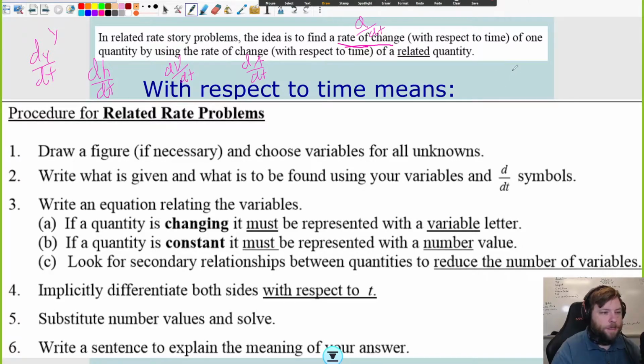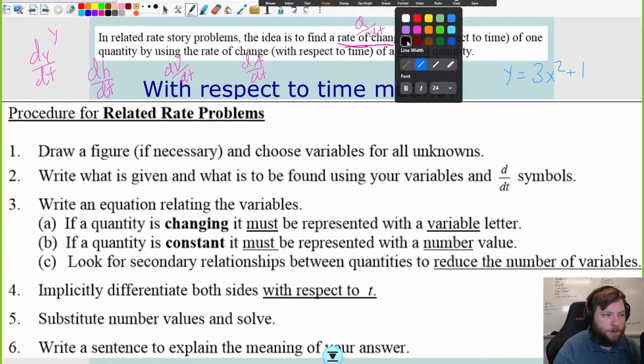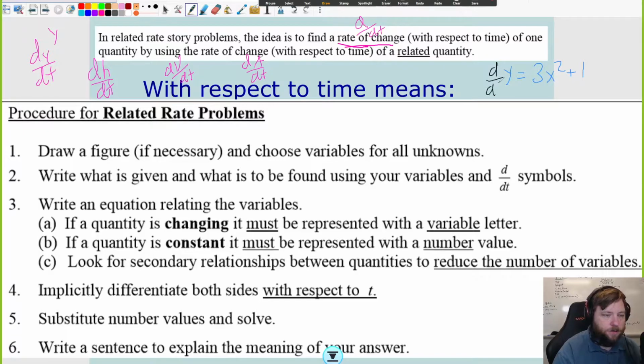Let's say I have this equation, y equals 3x squared plus 1. If this is my equation, and I have to differentiate it with respect to time, I don't just say, oh, dy/dt equals 6x. That's incorrect. You are differentiating everything with respect to t.